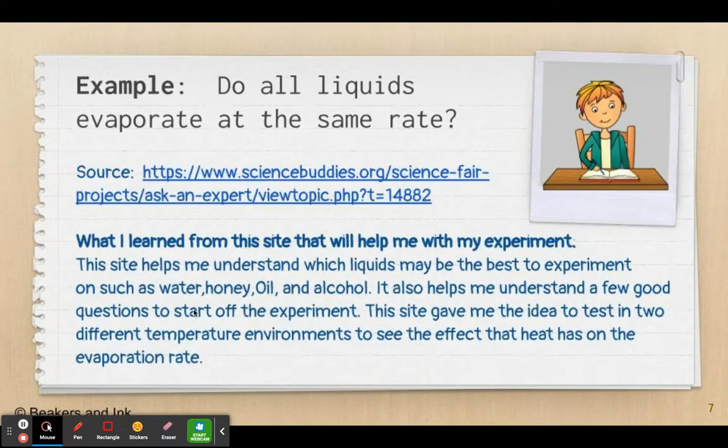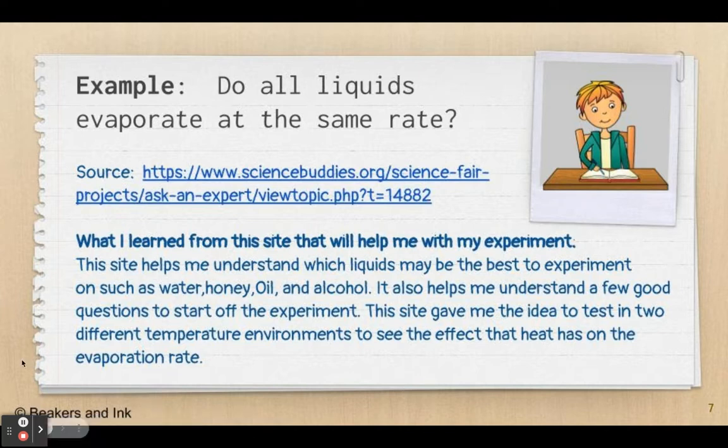So, here is an example. Let's say I was asking the question, do all liquids evaporate at the same rate? I was looking at this source right here. Now, I already know that this is a credible source because of .org. Now, what you really want to be doing is, as you are looking at these sources, you should really think about what you learned from each site that will help you with your own experiment. Not just interesting things that you're taking away, but how is this going to help you with your experiment?